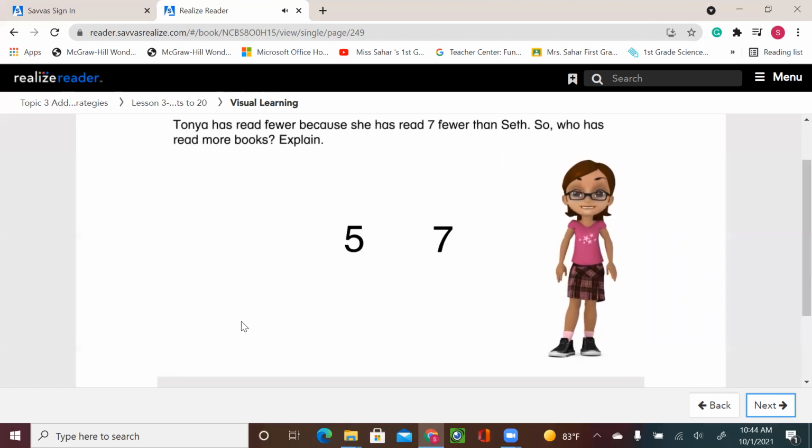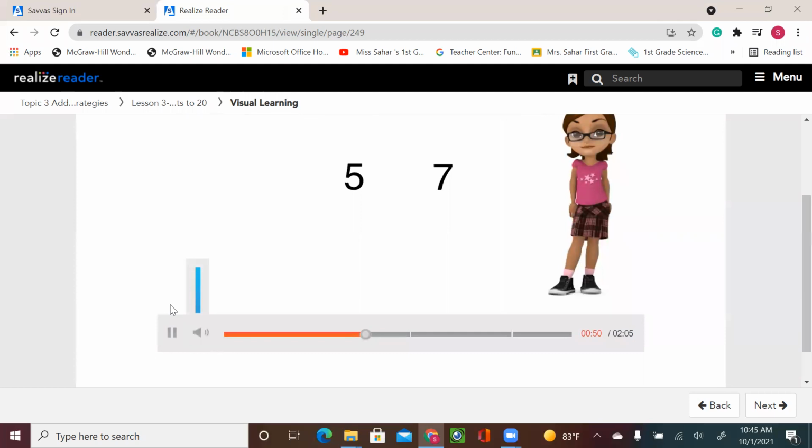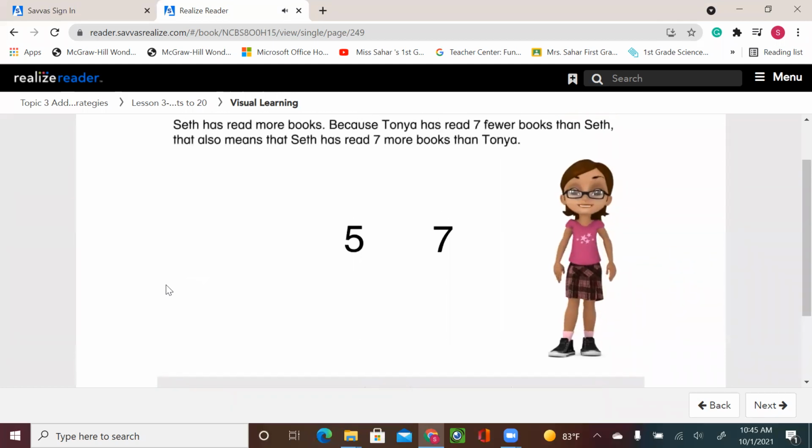Tanya has read fewer because she has read 7 fewer than Seth. So who has read more books? Explain. We know that Seth read more. Seth has read more books because Tanya has read 7 fewer books than Seth. That also means that Seth has read 7 more books than Tanya.